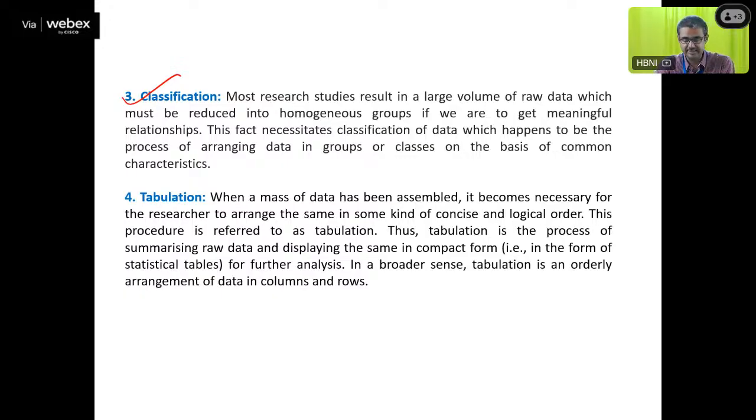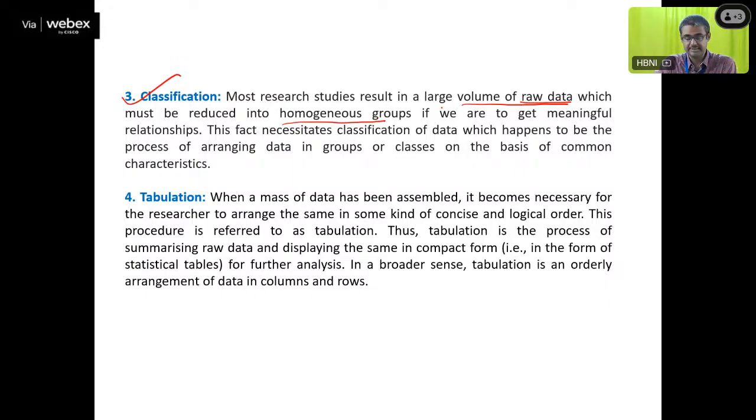Most research studies result in a large volume of raw data. It's also true for scientific research. You have a large volume of raw data. You have to properly code it and classify it: whichever you want to take, whichever you want to discard, and wherever necessary repeat those which are erroneous, so that it is reduced into homogeneous groups.